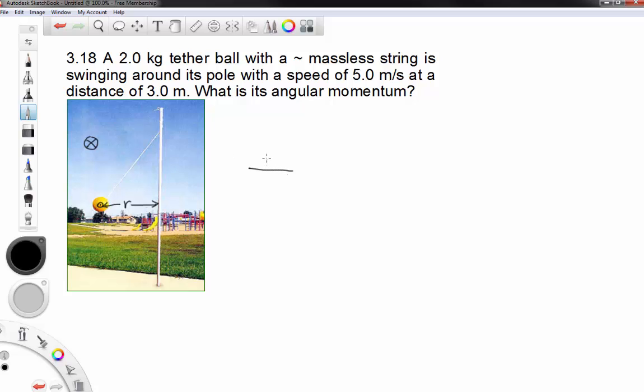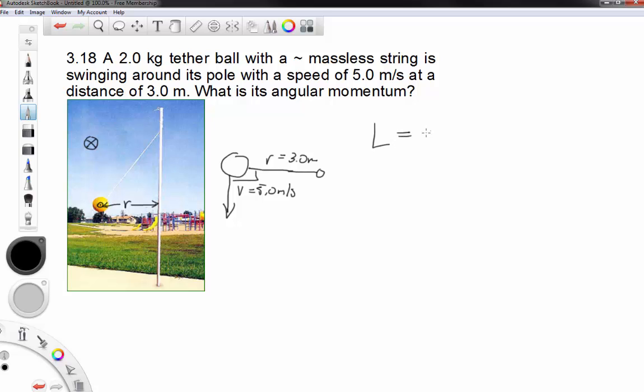So from above, that might look like this. Here's the R, and that is 3.0 meters. Here is our flagpole, and then here is our ball. And right now the ball is moving here with a velocity of 5 meters per second. And these two are, of course, perpendicular to each other.